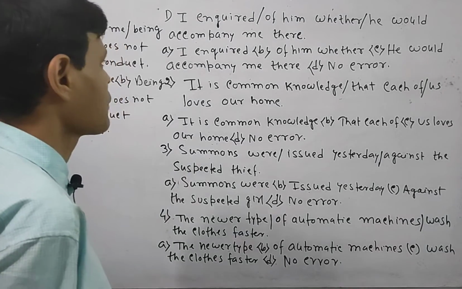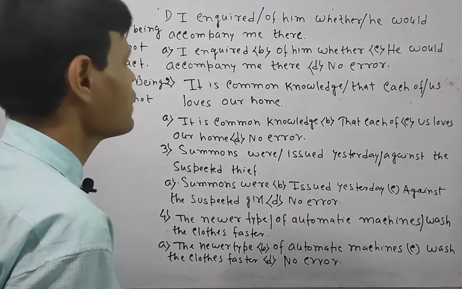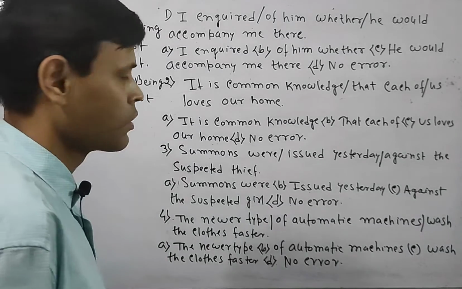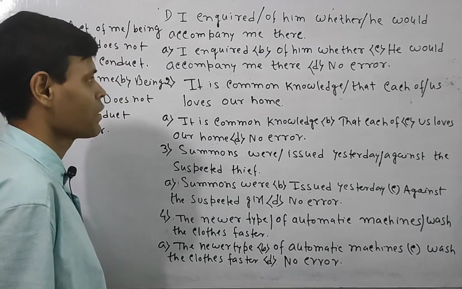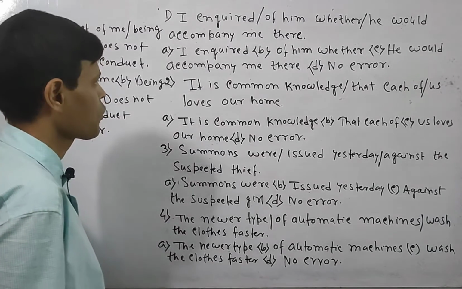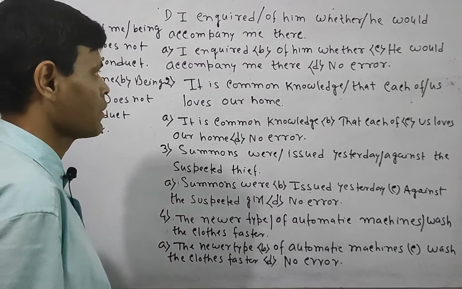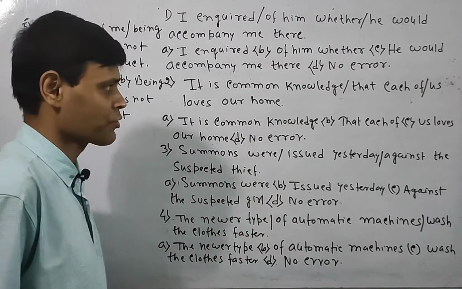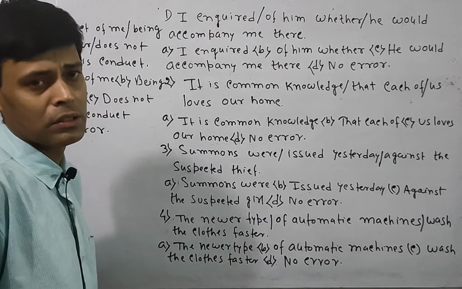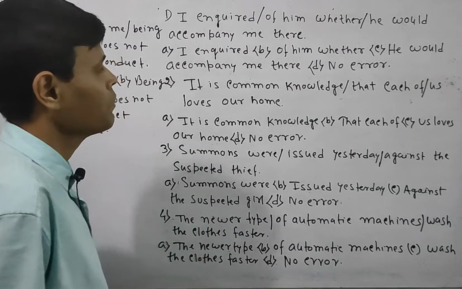Here the first sentence is: I inquired of him whether he would accompany me there. Inquired of him means I asked him. Now look over the options. I inquired of him, is this a mistake? Of him, whether this part is having any mistake. He would accompany me there, or this part is bearing some mistake, or there is no mistake. Now, inquired of him, there is no mistake.